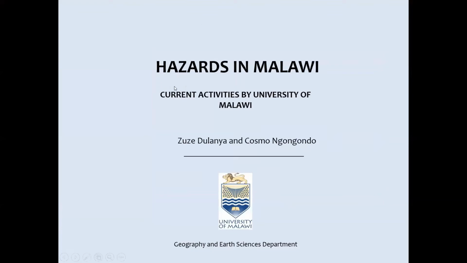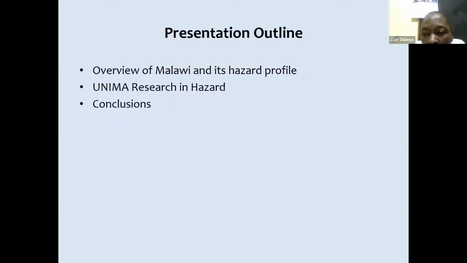Okay. Great. The title of the presentation is the hazards in Malawi and the current activities that we are doing as the University of Malawi. In terms of the presentation outline, first of all, I'm just going to go through an overview of the country and its hazard profile, just to give you an idea of what is the current situation. And then I'm going to talk about some of the things that we've been doing either through PREPARE and our own activities, and then draw the conclusions.